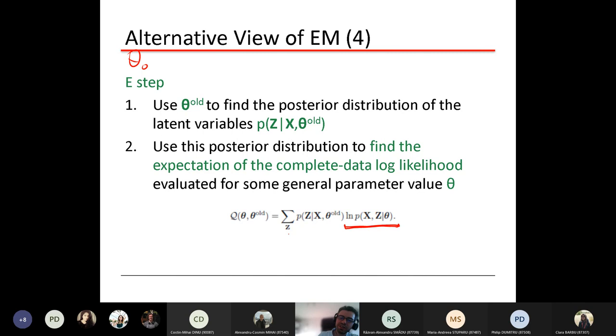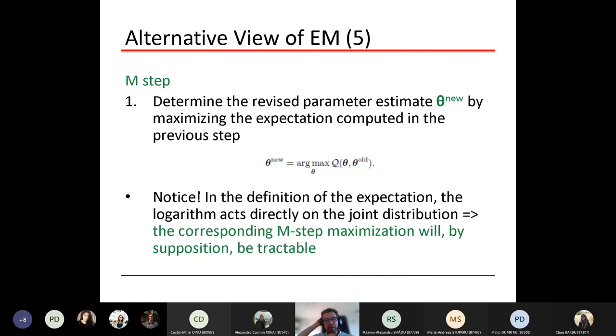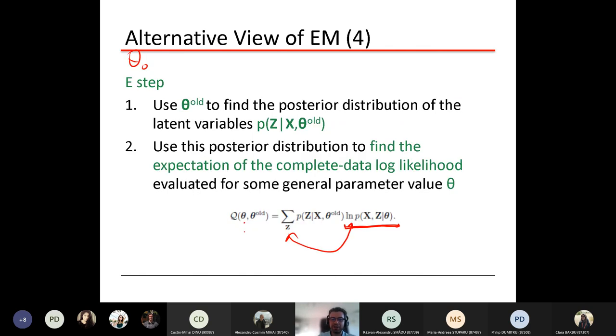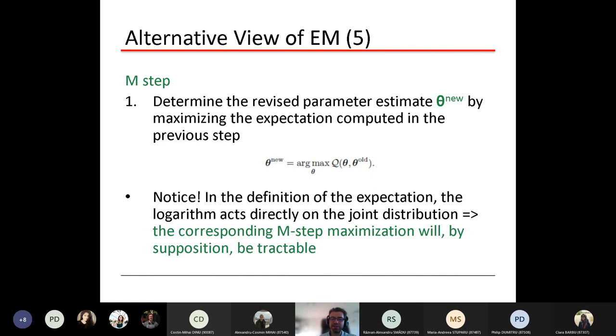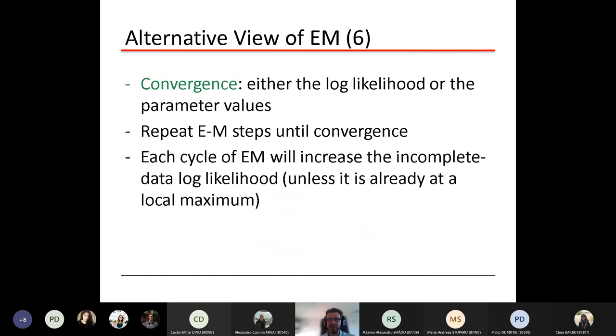Now you see, we have an advantage. The advantage when we work with this expectation function is that the logarithm and the summation interchange places. If we don't work with the expectation, we have the logarithm of a summation. If we work with the expectation, it's the summation of a logarithm applied on a probability distribution. From a mathematical point of view, this is simpler to work with. So in the first step, we compute the expectation function, and in the M step, we maximize it by computing a new set of parameters. We have the expectation as a function of the old parameters and some new parameters, and we want to find which new parameters maximize this expectation. So this is the general case for the expectation maximization algorithm, which doesn't work only for the Gaussian mixture model.